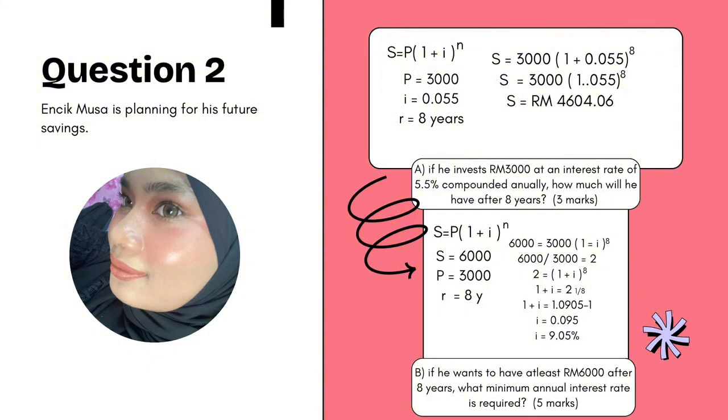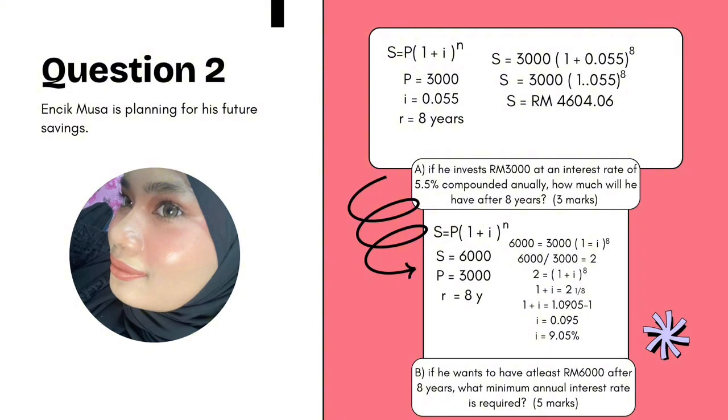For question 2A, Encik Musa invests 3,000 ringgit at an interest rate of 5.5% compounded annually for 8 years. We use the formula S equals P multiplied by (1 plus i) to the power of n. So, P equals 3,000, i equals 0.055 and n equals 8 years. So, S equals 3,000 multiplied by (1.055) to the power of 8. After calculating, the final amount is 4,604 ringgit and 6 cents.